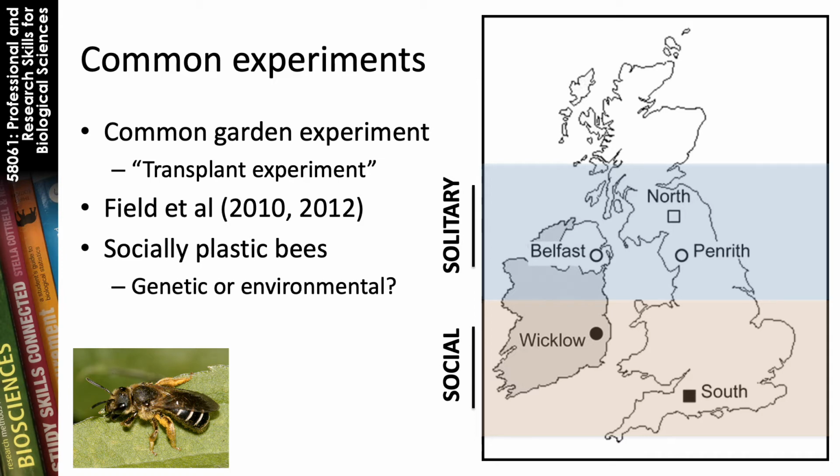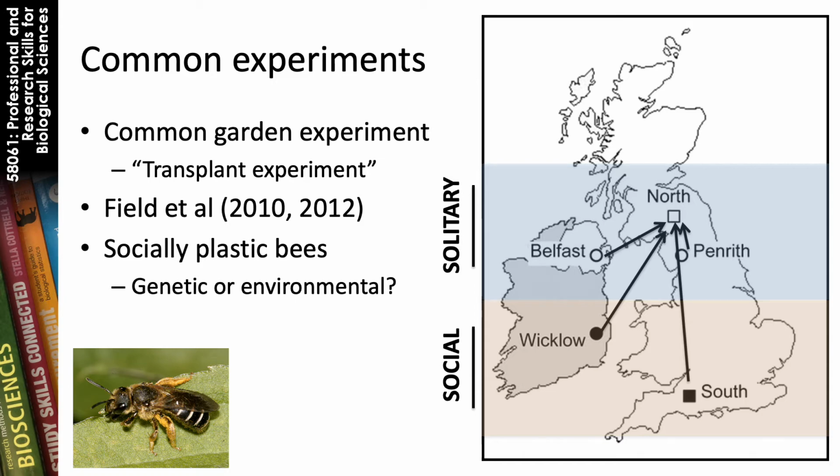And so they did a transplant experiment. They took colonies from the north, or they took breeding females from the north and brought them to the south, and then they did the reverse experiment where they took females from the south and brought them to the north. And then they observed what the resulting offspring would do.